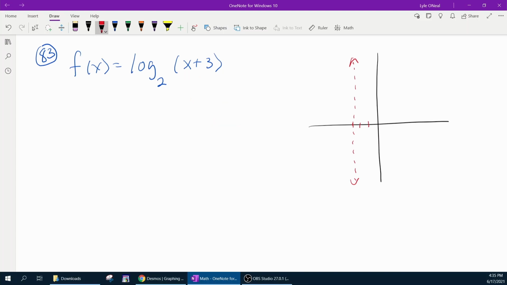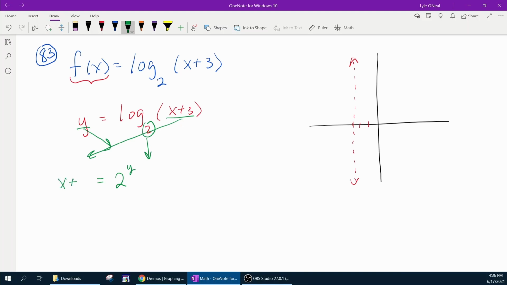Okay, so the first thing you want to do is replace f of x with y. Here we're going to have y equals log base 2 of x plus 3. And then you want to use the poem to convert log to exponential. So we're going to bring the base down, switch the other two around. Now the 2 is the base of the log. When it comes down, it's going to have an exponent because it's a base. Bring the base down, switch the other two around. So the y is going to become the exponent of the 2, and the x plus 3 goes to the other side of the equal sign.